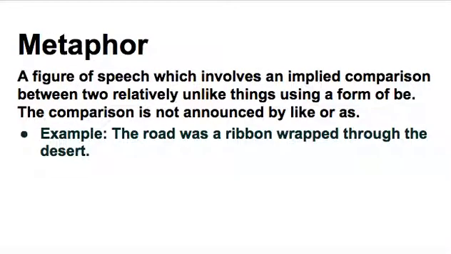We've got a metaphor, which is a figure of speech that involves a comparison between two unlike things that uses a form of be. So the road was a ribbon wrapped through the desert. My sister is a goose. There's no like or as. It's just like blank is blank.